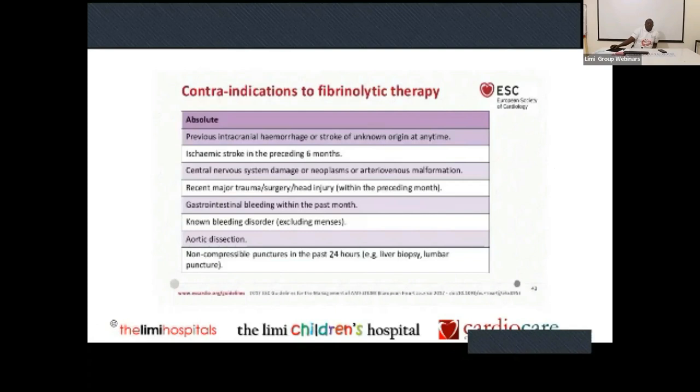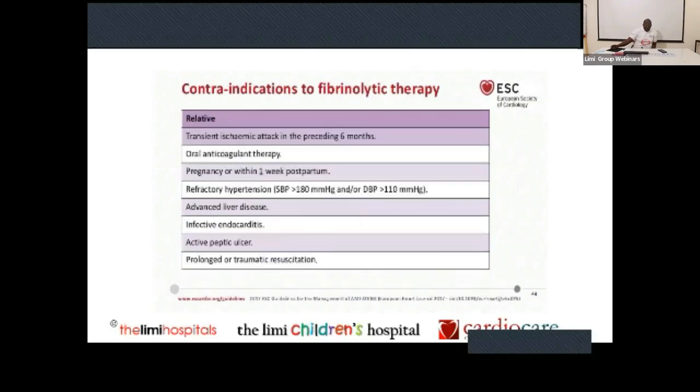So patients with previous intracranial hemorrhage, ischemic stroke, gastrointestinal bleeding or other bleeding disorders should not be given a thrombolytic agent. These patients should be referred to centers where angiography and PCI can be done. So this table is showing the absolute contraindications.